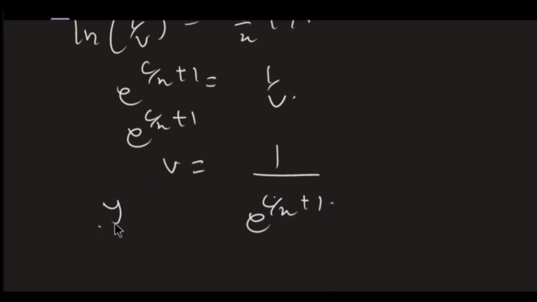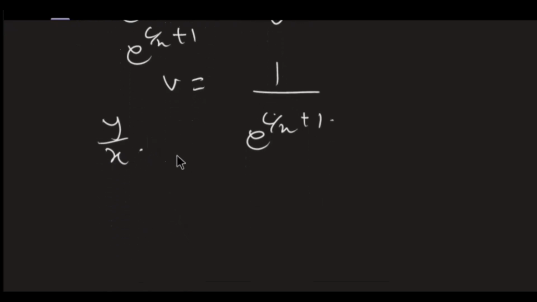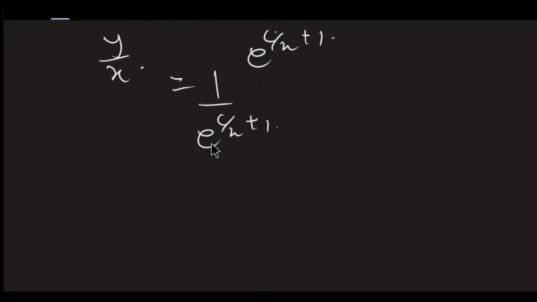My v was y over x, right? So y over x will be equal to 1 over e to the power c on x plus 1. So I'll simply multiply x and I'll get y equals x over e to the power c on x plus 1 here. And this is the end of the video.